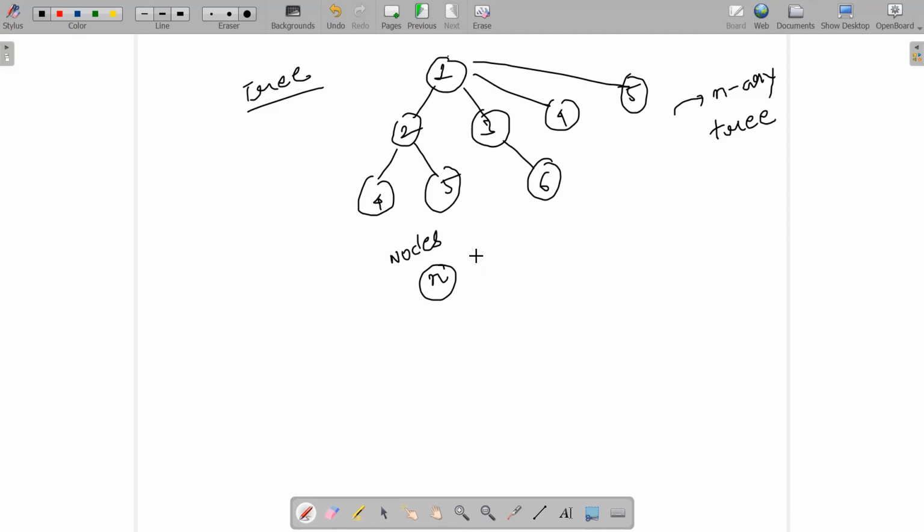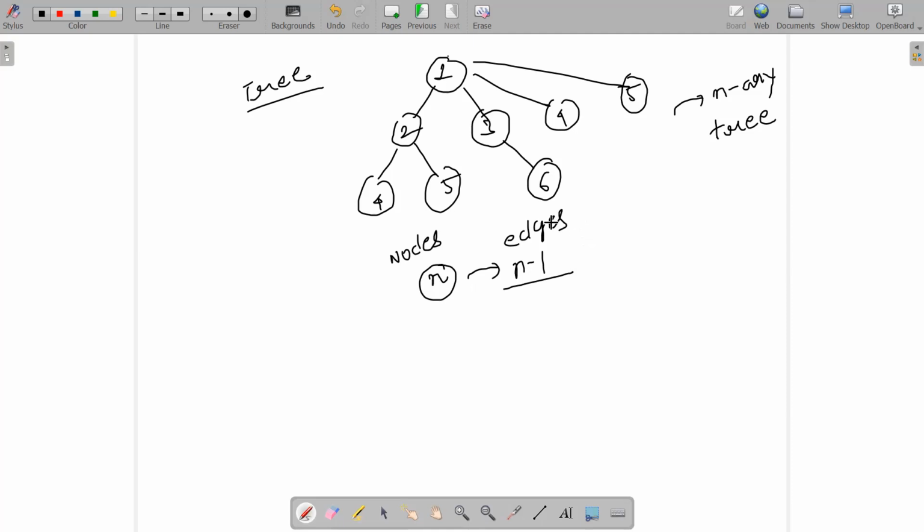N plus 1 is always exactly equal to n minus 1. If you are having n nodes, the number of edges inside a tree is bound to be n minus 1. It cannot be less, it cannot be more. It is bound to be n minus 1. Getting it, all of you? Inside a tree, there are exactly n minus 1 edges.